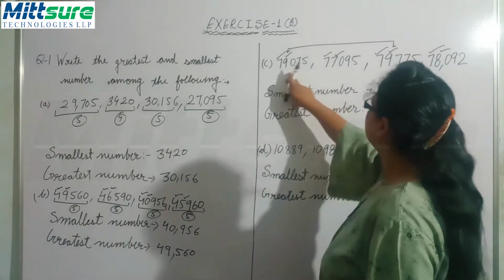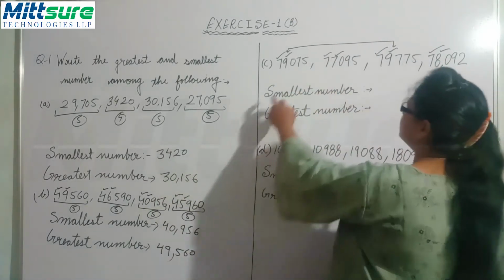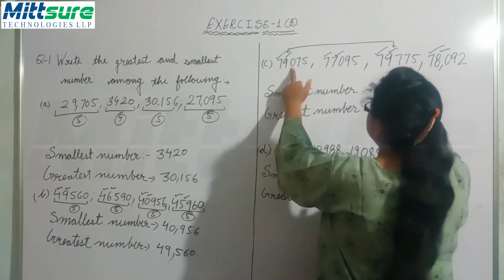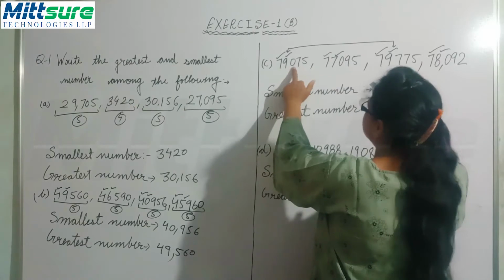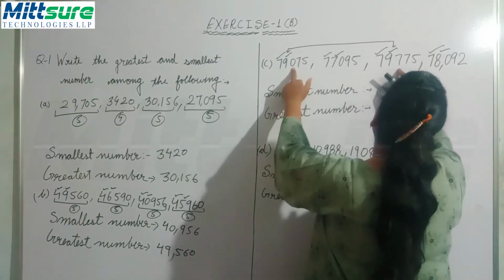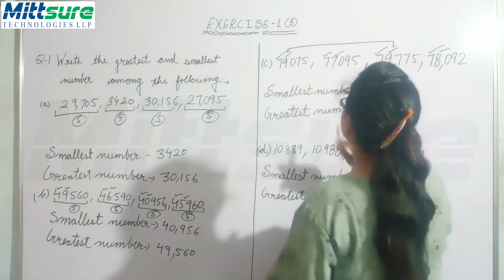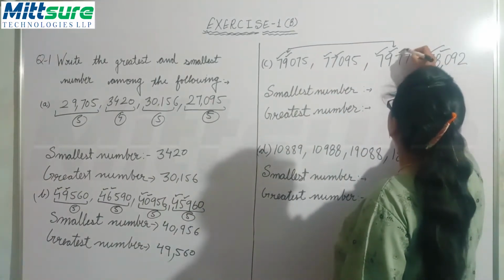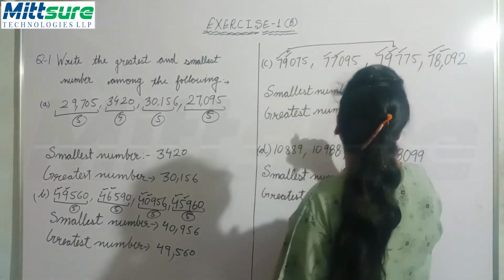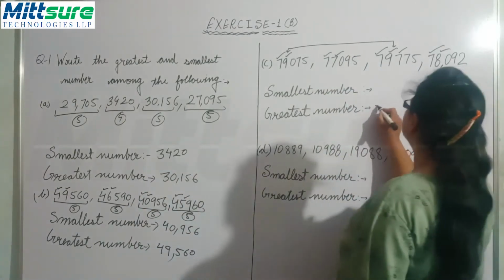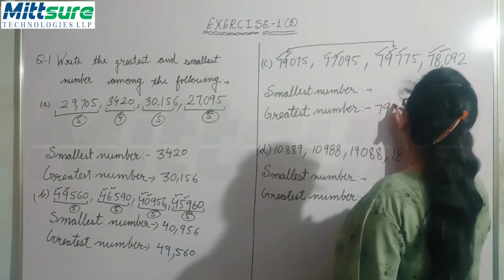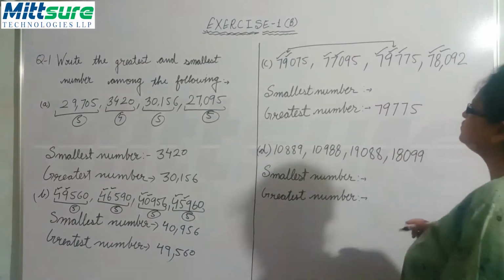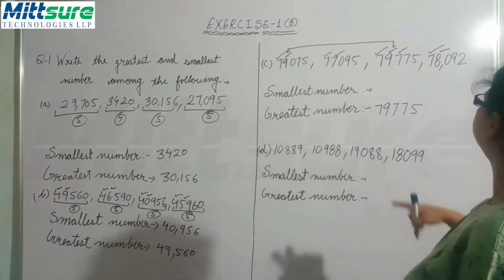So we have to compare now these two numbers. Now we have to compare this digit and this digit, that is the third digit from the left. This is 0 and this is 7. So we can understand that 7 is greater than 0. So our greatest number is 79,775. Now we have to search the smallest number.